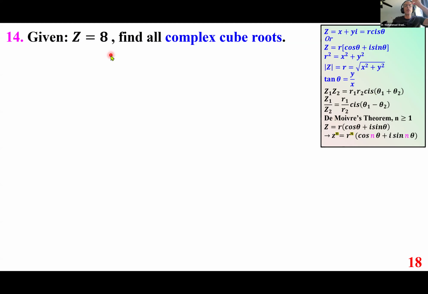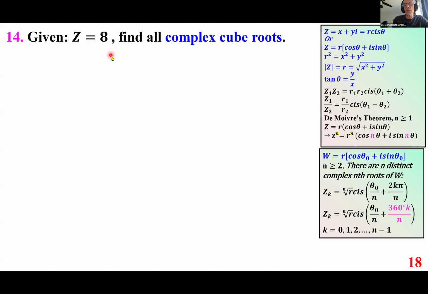So z equals 8. We want to find complex cube roots. So how do we find them? In general, when a number is in the form of r cis theta sub 0, for n larger than or equal to 2, there are n distinct complex nth roots of w. In this case, complex cube roots, we are looking for 3.